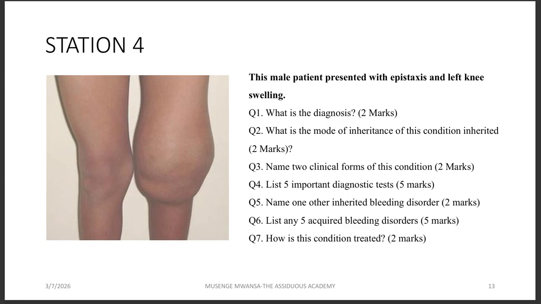The PT will only measure the extrinsic pathway, where you have factor 3, factor 7, and of course the common pathway, which basically starts from factor 10, and then you have clotting factor 5 and calcium. Activated factor 10 is going to convert prothrombin into thrombin, which converts fibrinogen into fibrin, which forms a mesh. Please take note that that mesh is actually what stops the bleeding.